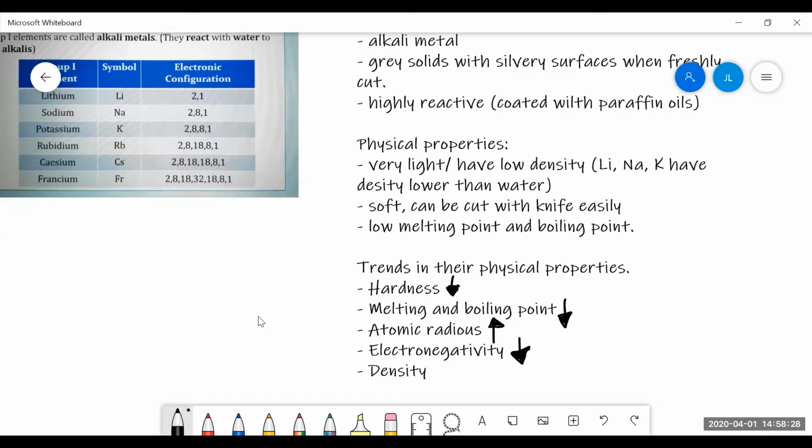Actually, these elements are electropositive. It means they form positive ions by loss of one electron. So, yeah. Move on to density. For density, what happened to the density as we move down the group? Increases. Increases, correct. So you need to understand this trend.